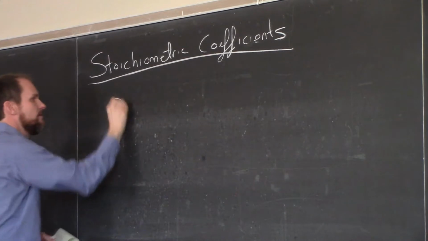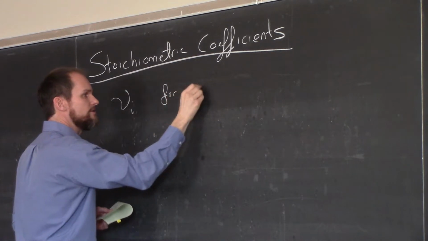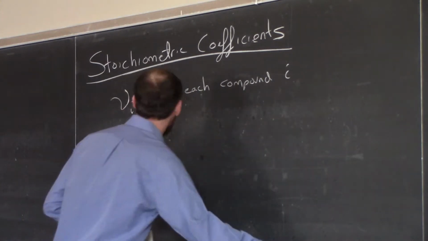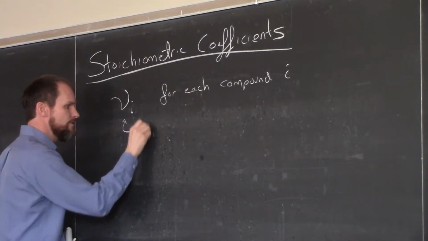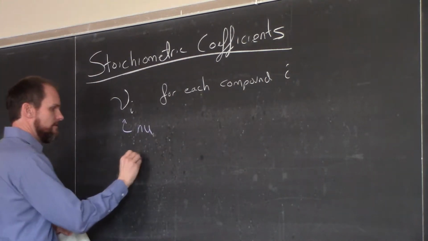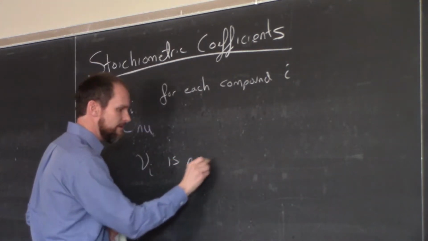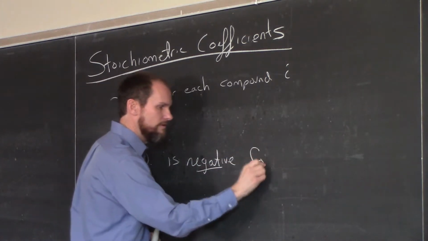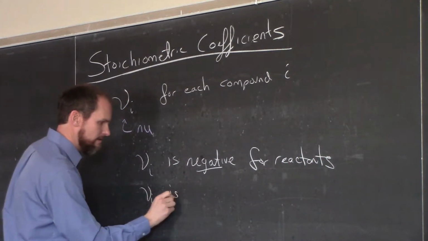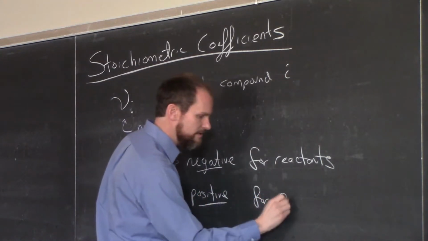I'm going to call these nu sub i for each compound i. This is the Greek letter nu, N-U. And for nu i, we're going to use a convention: nu i is negative for reactants, and nu i is positive for products.